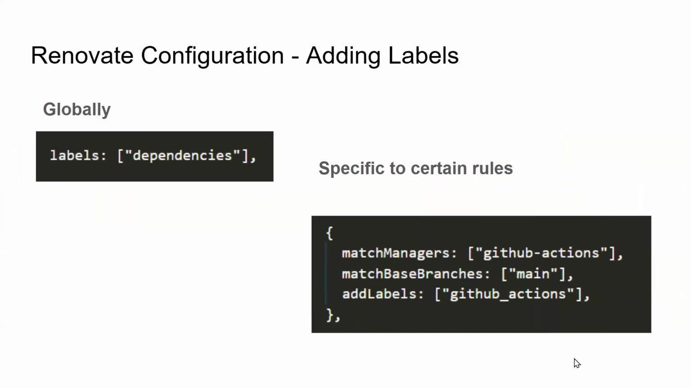For PR labeling, Renovate comes with two options. Either add the labels globally. In our case, we wanted all of our PRs opened by Renovate to have the label dependencies. And for any specific rule, you can also add another label. So in the rule here, we can see that it also adds the label GitHub actions for any PR that's for the GitHub Actions package manager on the main branch.